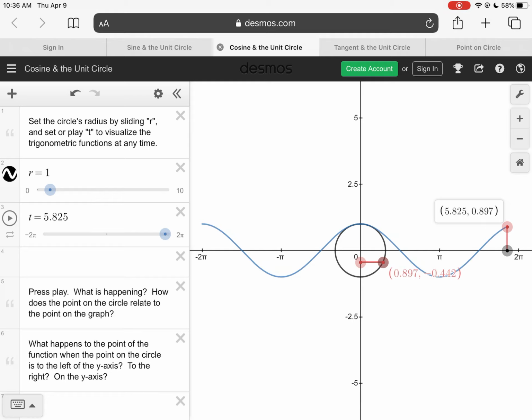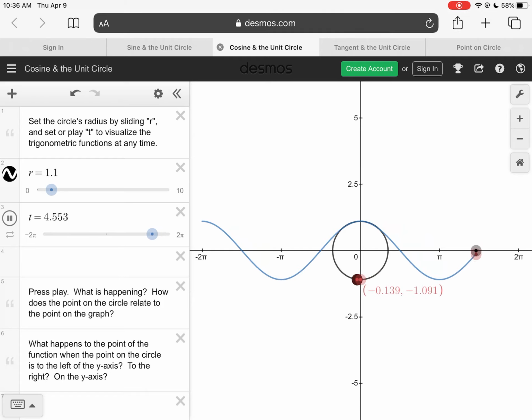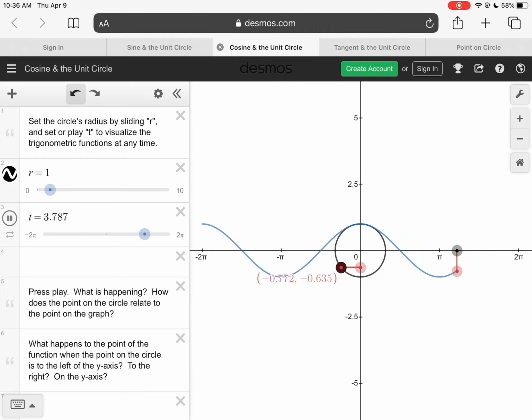So right now, the angle t is 5.825, which is getting close to 2 pi. And that angle, you can see, is over here on the function curve, 5.825. And then the x value of the circle here, 0.897, becomes the y value on the graph. So really, as this unwinds, you can see each angle of the circle has a corresponding x value. So each angle has an x value.